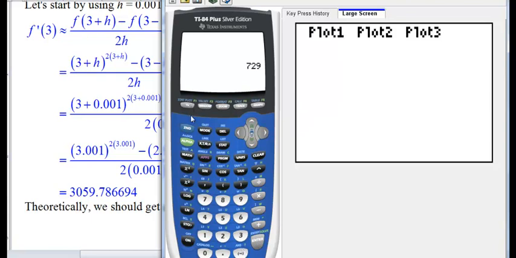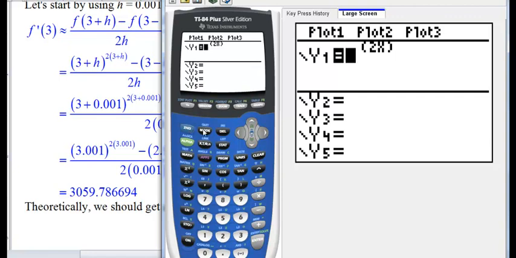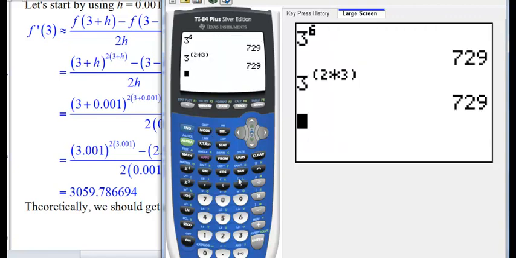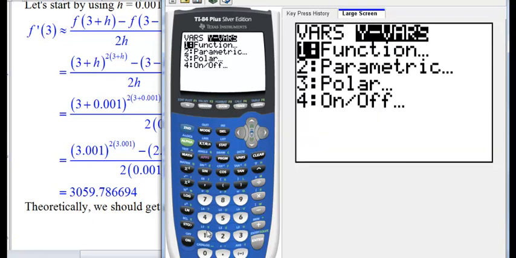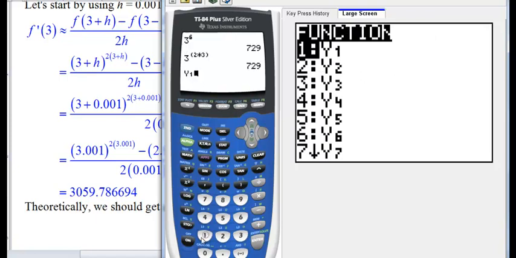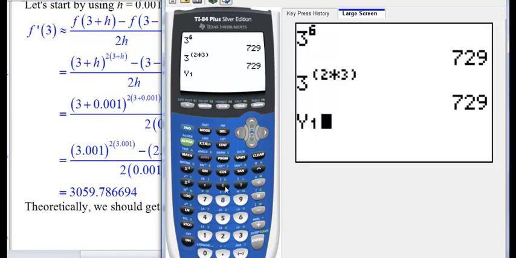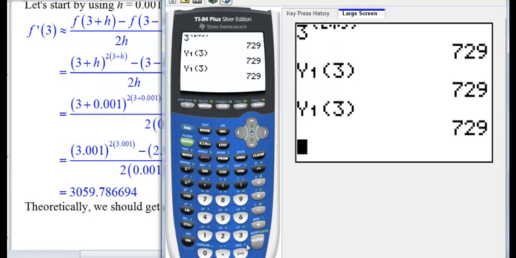Now, since I have this in y1, I can do a shortcut. Now, to get y1 at the home screen, here's how you need to do it. Hit Variables, which is this key right here, Variables. We're going to right arrow over to Y variables, select number 1, which is function, and then we're going to select number 1 because I have my formula in y1. And if I say y1 of 3, it's going to take the x value of 3, plug it in the formula in place of x that I have stored in y1, and give me what the output would be, which is 729.